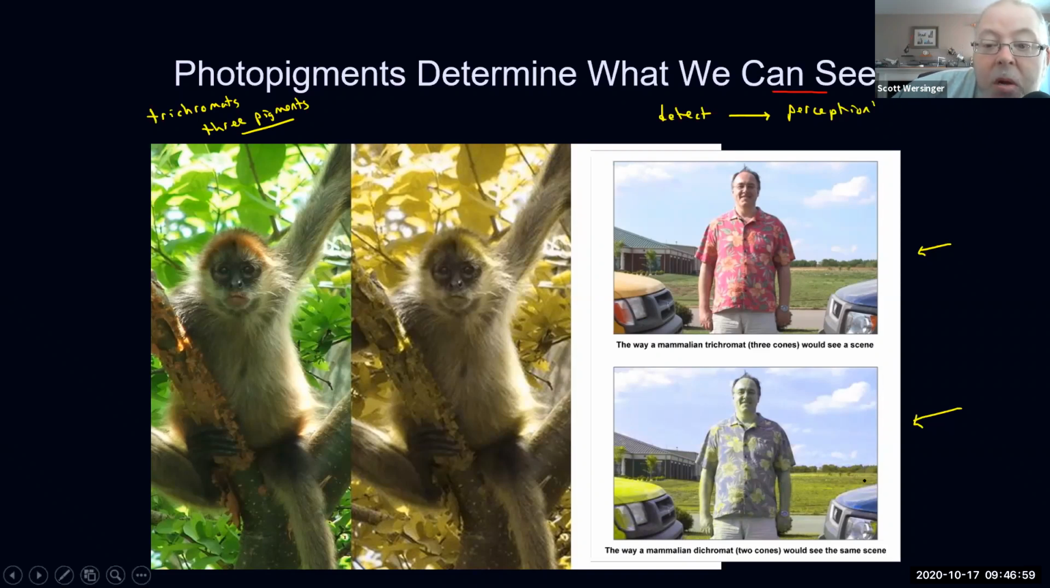The more cones, the more photopigments you have, the better you're going to be able to see different colors. Humans are pretty good at seeing color. We're by no means the best. I can't remember the precise number, but goldfish have something like 7 photopigments. Pigeons have more. So other species are much better able to differentiate wavelengths than we are. They see more colors than we do.